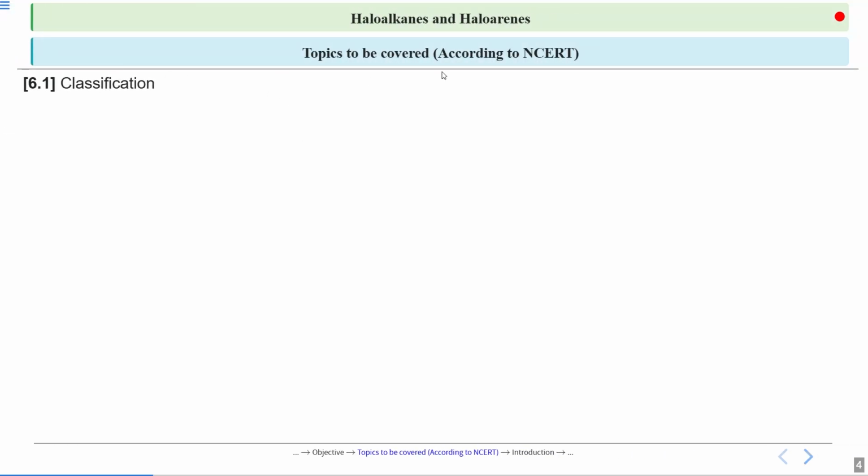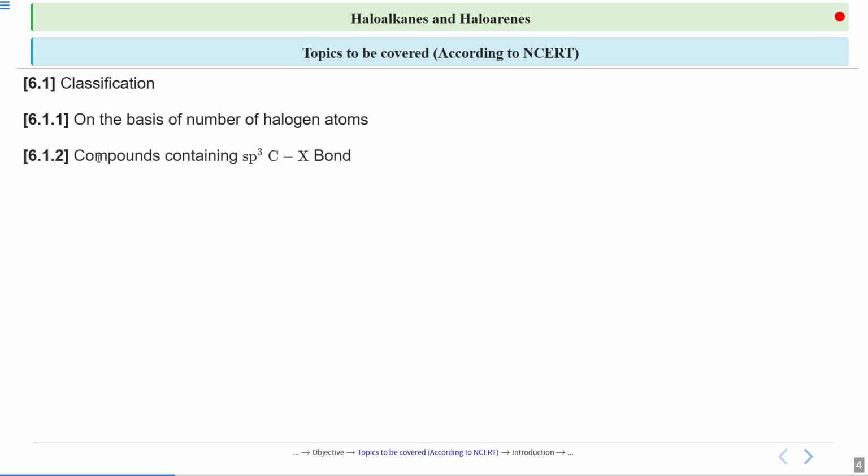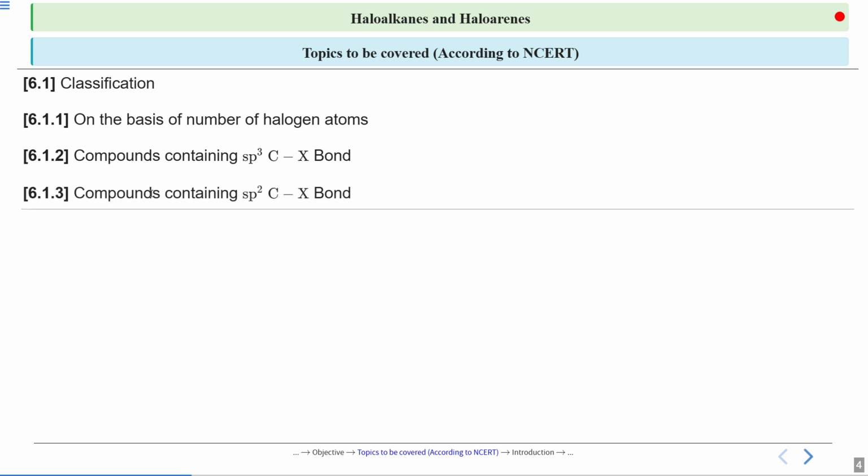The topics that we are going to cover today according to the NCERT are, first of all, section 6.1, that is classification. Then we will cover subsection 6.1.1, classification on the basis of number of halogen atoms. Then our next subsection, 6.1.2, which is compounds containing sp3 C-X bond, where C-X means carbon-halogen bond. And then we will cover our last subsection today, 6.1.3, compounds containing sp2 C-X bond. Let's begin.